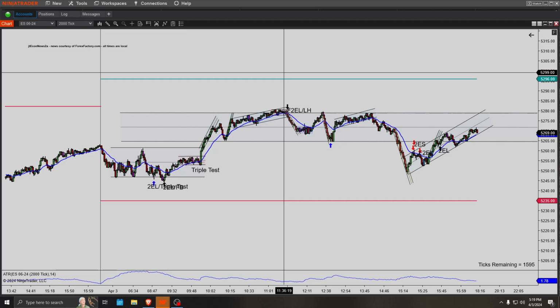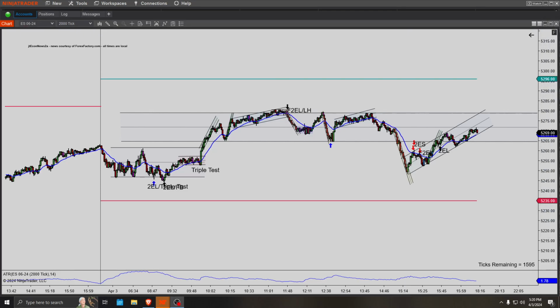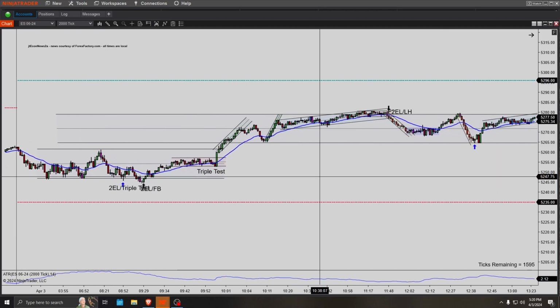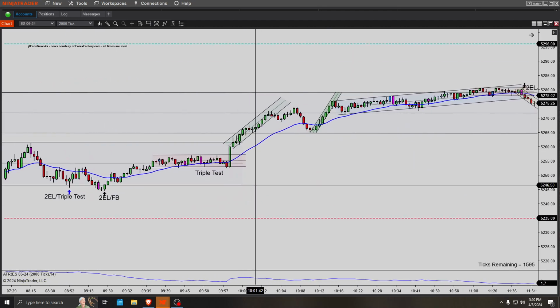Gonna make this a little bit of a shorter video, got some things to do, so we're just gonna go over the 2000 tick chart for today. Overall trading range type of day, we have an inside day close on the daily chart. So we'll just jump right into this and get this going here.